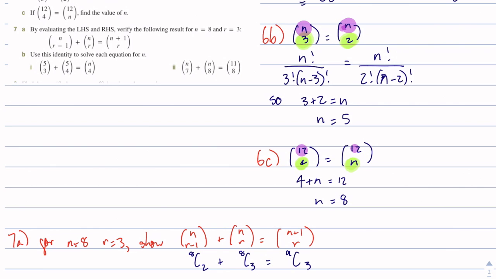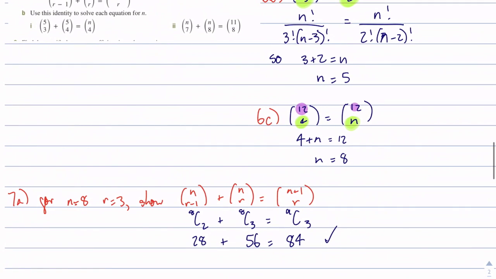Which means, well, we could actually show this on our calculators. 8C2 is 28, 8C3 is 56, and 9C3 is 84. Let's double check, 28 plus 56 does equal 84. So that's done.